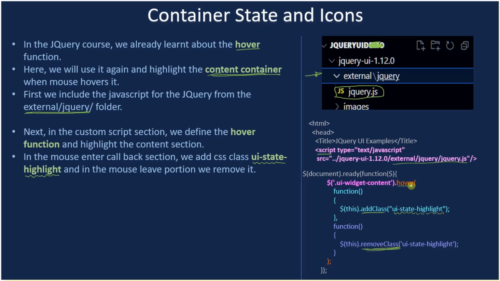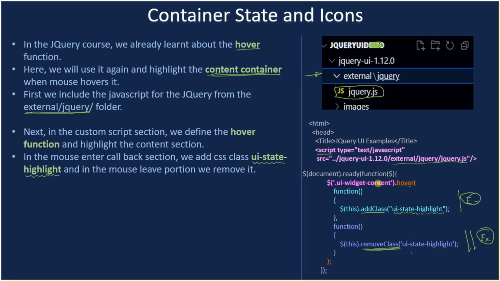Our hover function takes two callback methods. One will be called when the mouse enters, and the other will be called when the mouse exits. Enter and exit we defined. So in the enter, we are adding the ui-state-highlight class, and when we are exiting, we are removing that class. So the class attribute will be added and removed on mouse enter as well as exit. This way, we are highlighting the content based on the mouse move. See how simple we are doing it.